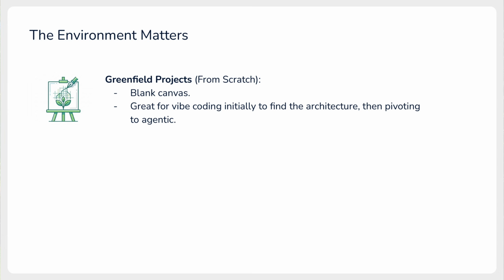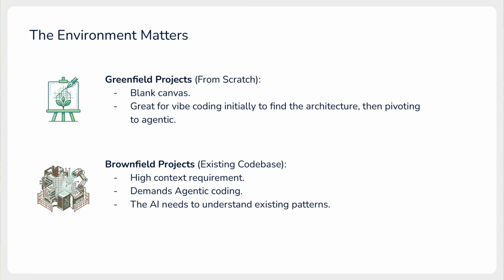If you are in an existing code base, this is called brownfield. Vibe coding is risky here. The AI doesn't know your patterns, your dependency injection, your module structure. It will invent things that do not fit. In a brownfield project, you need agentic coding. You need to give the AI proper context. So the rest of this video is mostly about agentic.